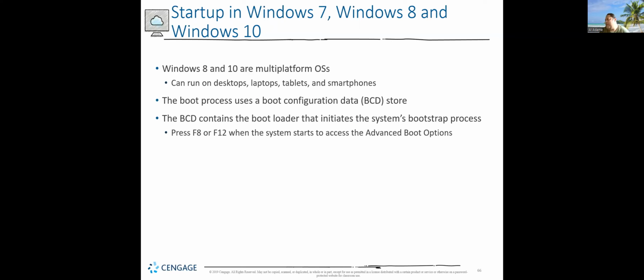Press F8 and F12 when the system starts to access the advanced boot options. F8 was what used to get you into recovery mode, and F12 is so you can network boot. So you can load from a network and image or do what you need to do. But F8 doesn't really work anymore in that sense. You have to go about it a different way now. I think if you restart, you hold Shift and it gets you to safe mode or last known good config. That's what F8 used to do.